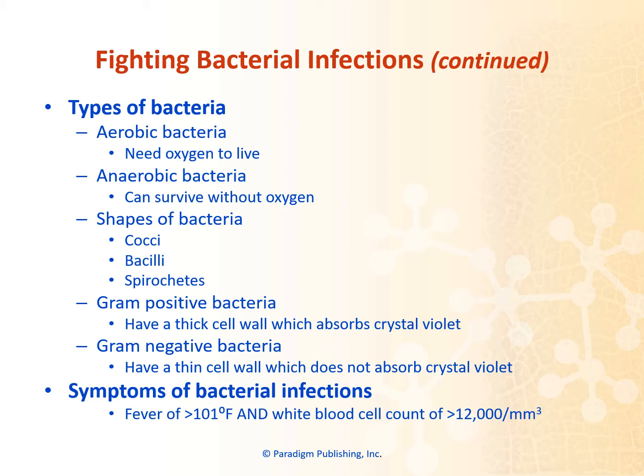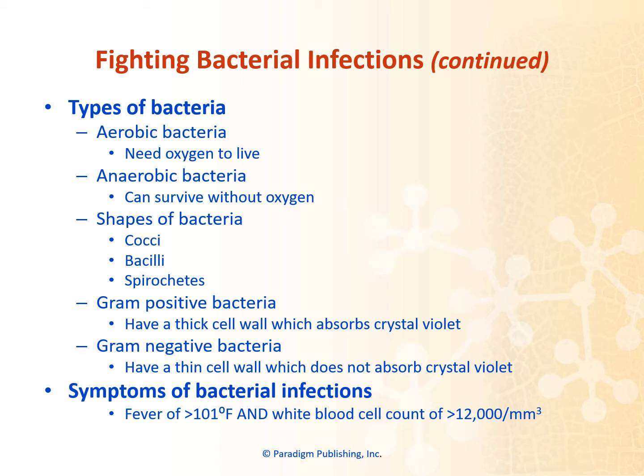So there's different types of bacteria. There's aerobic bacteria, which need oxygen to live. Anaerobic bacteria can survive without oxygen. And different shapes of bacteria: cocci, bacilli, and spirochetes. And gram-positive bacteria have a thick cell wall which absorbs crystal violet, and gram-negative bacteria have a thin cell wall which does not absorb crystal violet.